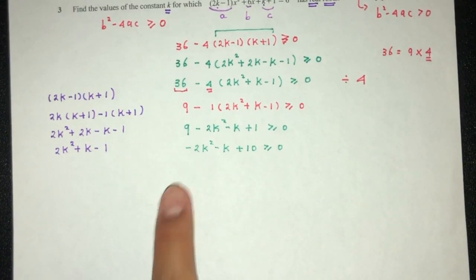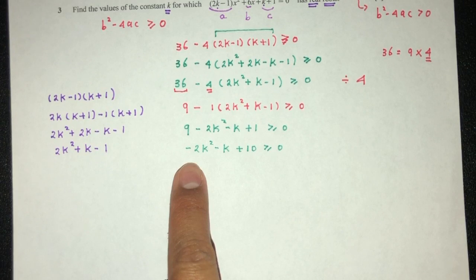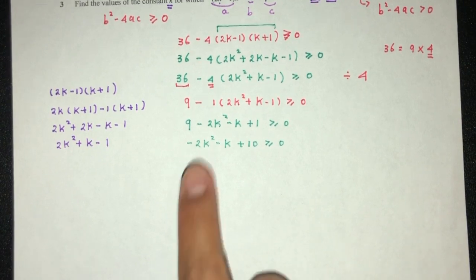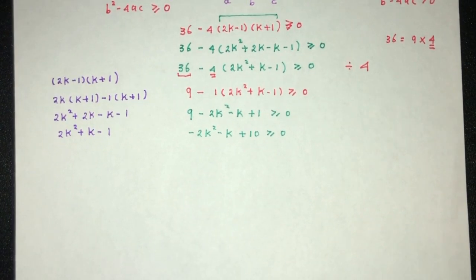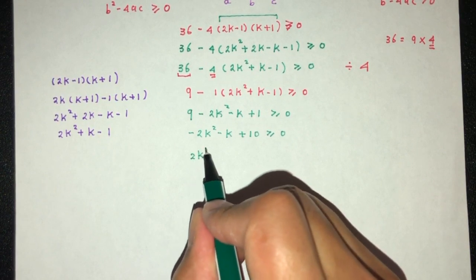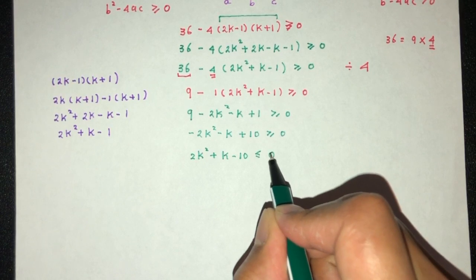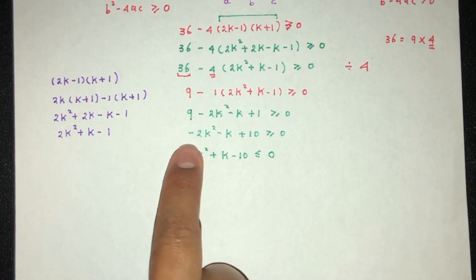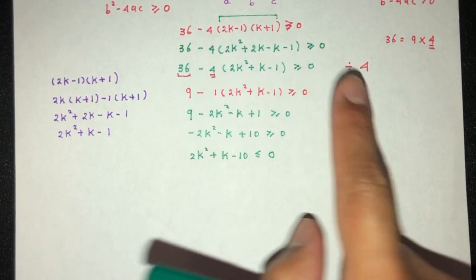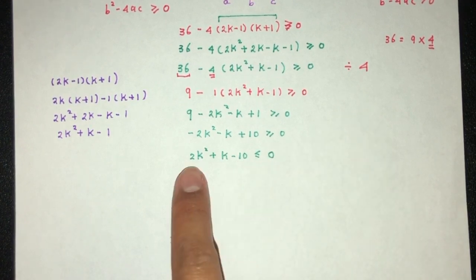Now, I don't like to work with negative values. I can always send everything to the other side, so you will have something like this: 2k squared plus k minus 10 has to be less or equal to 0. Again, this is just my preference. I don't like to work with negative values, so I send everything to the other side. We have to change the sign here and change the sign for the rest.